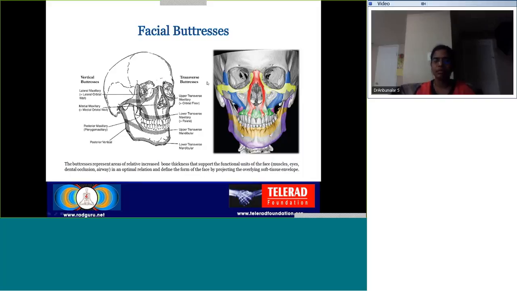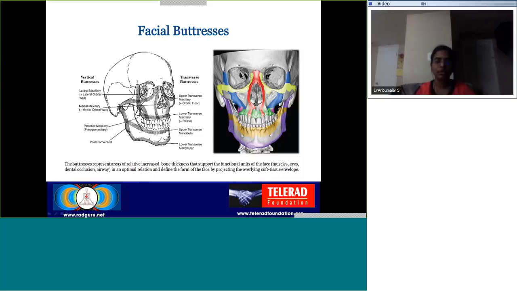First, we will see the 4 transverse buttresses. The one above is the upper transverse maxillary buttress, along the floor of the orbit. The second is the lower transverse maxillary buttress, along the alveolar margin of the maxilla. The third is along the alveolar margin of the mandible, called the upper transverse mandibular buttress. The lower one is the lower transverse mandibular buttress, along the lower margin of the mandible. This is in the transverse location.